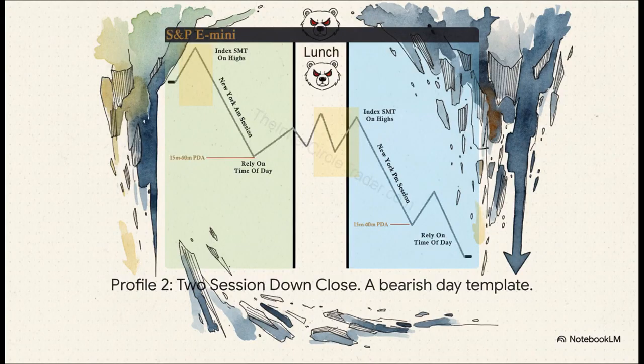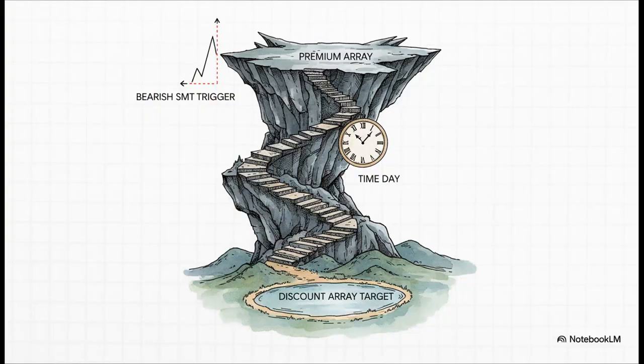Okay, now let's just flip that idea on its head and look at the mirror image, the 2-session down close. As you can probably guess, this is our template for a strong, bearish day. The goal is to sell a morning rally and hold that short position for a sustained move lower right into the close. The sequence here is the exact opposite of what we just saw.